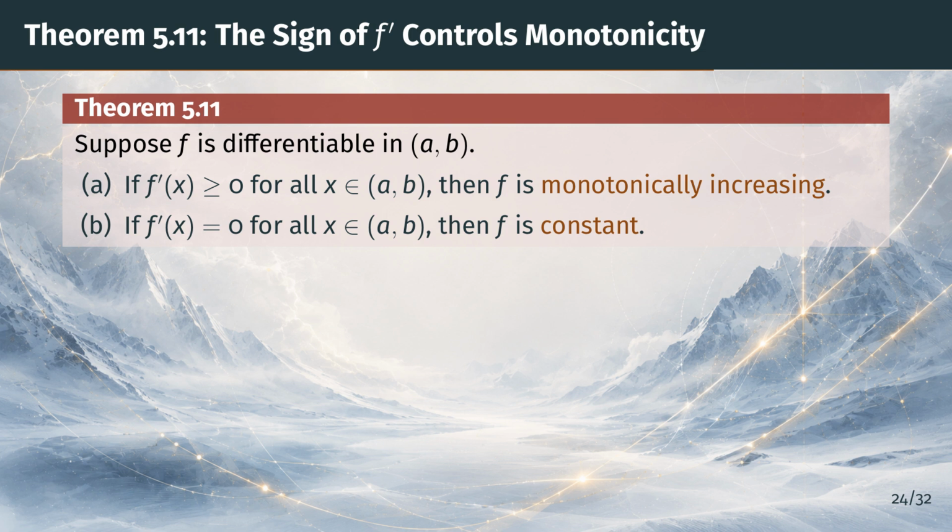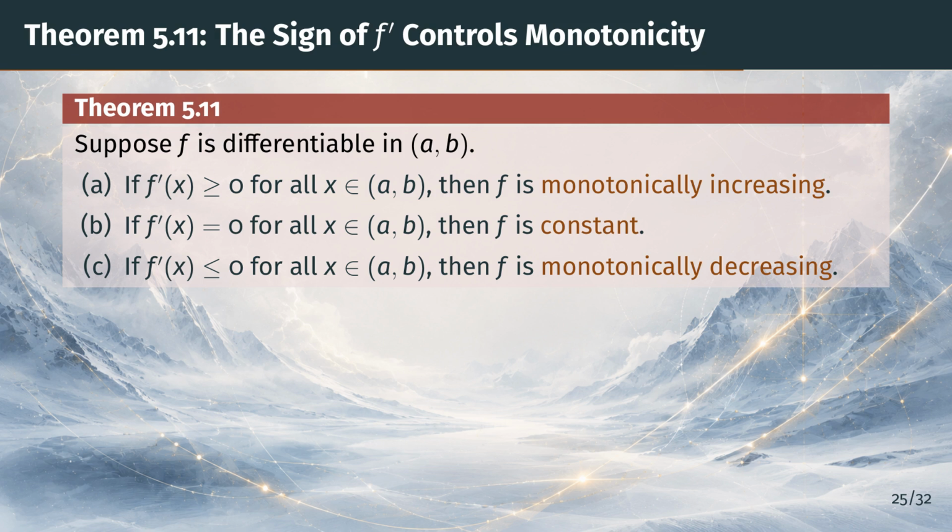One more part completes the picture. Part C is the mirror image of Part A. A non-positive derivative everywhere means the function is monotonically decreasing. Together, the three parts say that the sign of the derivative, checked point by point, controls the global shape of the function on the interval. This theorem is the foundation of curve sketching, of optimization, and of countless uniqueness arguments later in analysis. Let's look at a picture and then see how all three parts fall out of a single equation.